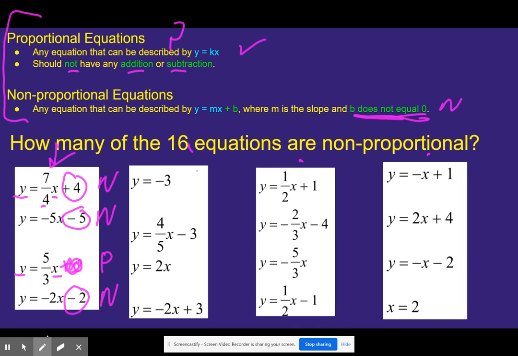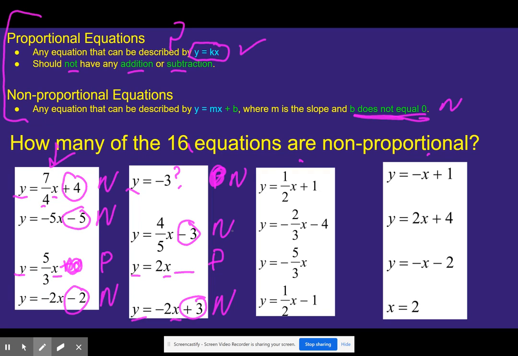Okay, y equals -3. That totally looks like it's proportional, but it is not. Can you think of why? Our first criteria says it has to be y equals kx. There's my y, but there is no x. That is why that one is not proportional. All right, not. This has a y and an x, that's proportional. Our y and our x, but it has that plus, so it's not.